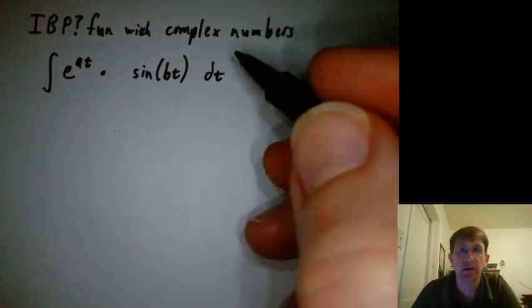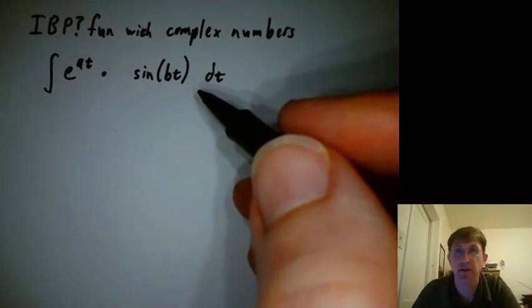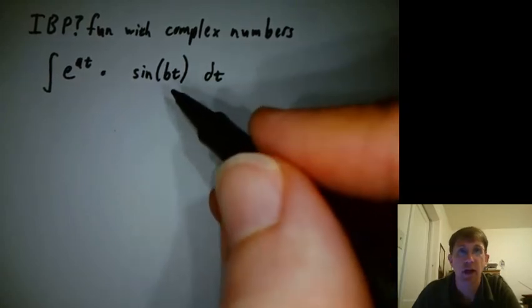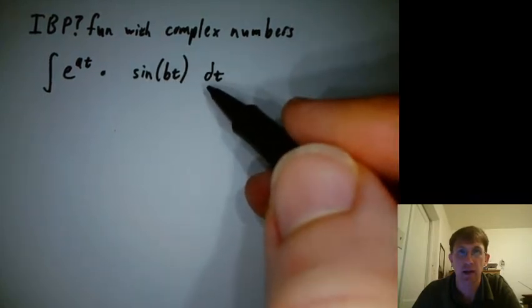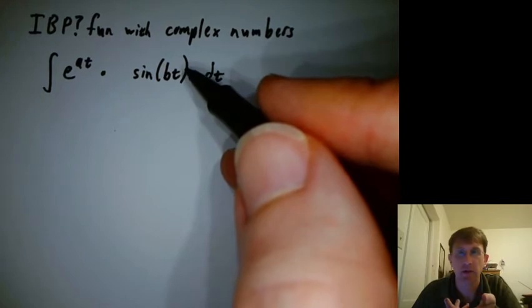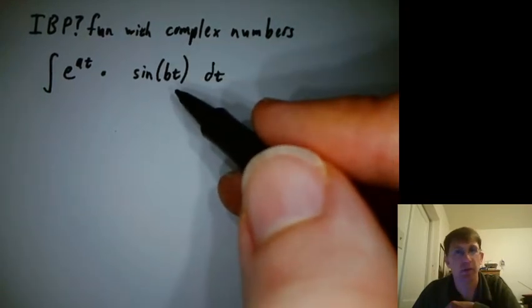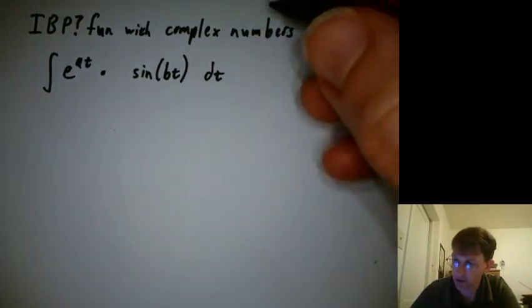Let's take a look at an integration by parts problem and see if we can have some fun with complex numbers, because I know that's top of mind these days, right? So here's the integral of e to the at times sine bt dt. And remember, if we do integration by parts on this, we have to do it twice, and we end up with a loop, and we have to break out of the loop. So let's do something else instead.